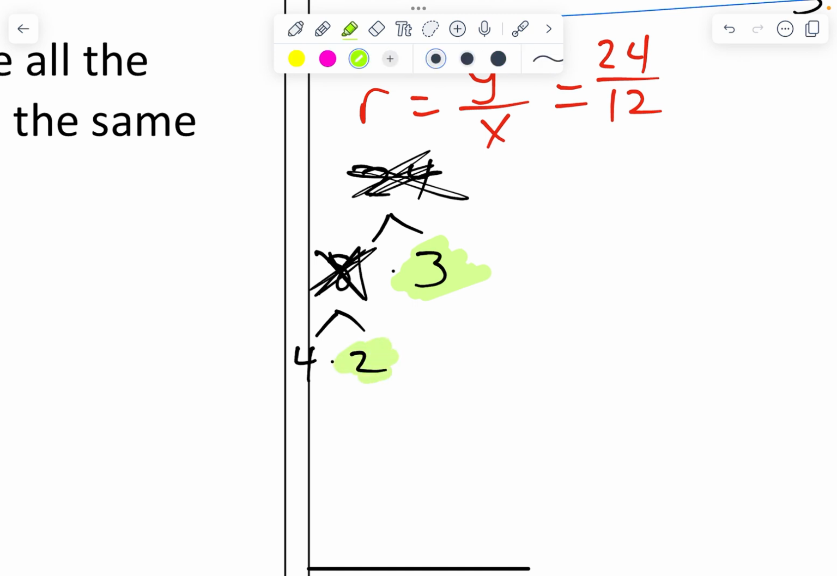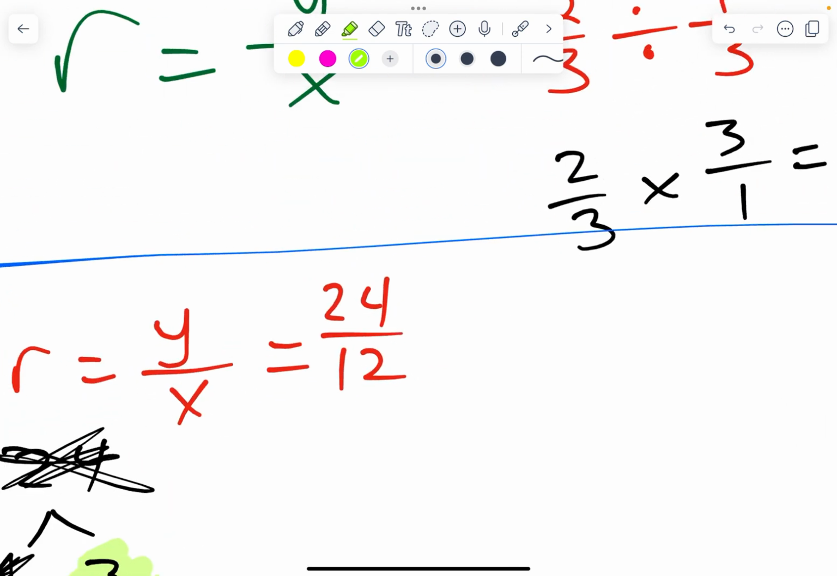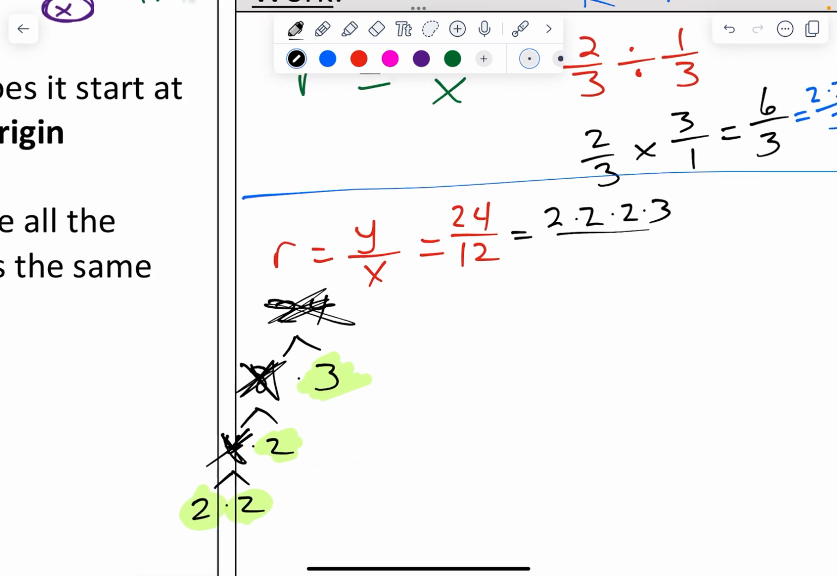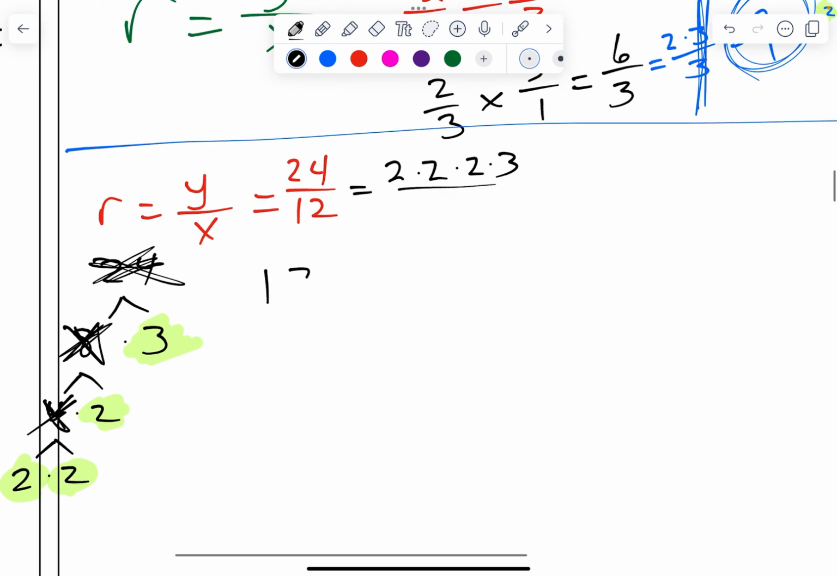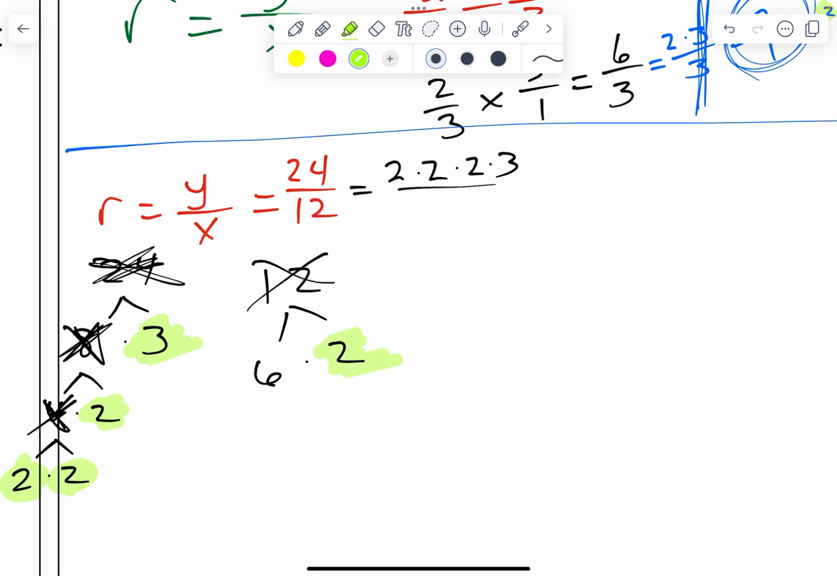2 is prime. Now remember, I've seen it quite a bit. 4, you guys think it's prime, but it's not. I can multiply and get a couple 2's out of there. So make sure you break down these numbers as far as you can. So all that's left for us is a 2, a 2, a 2, and a 3. But for 12, I got 6 and 2. And then 6 is 2 and 3.